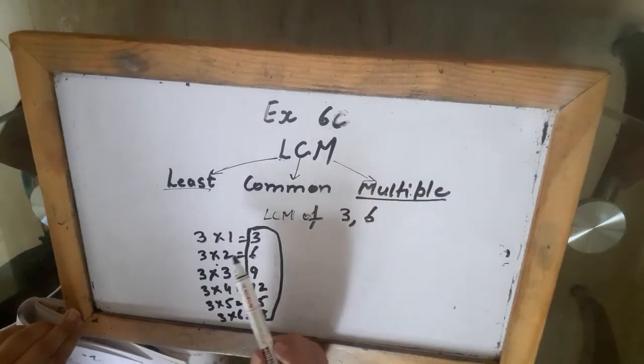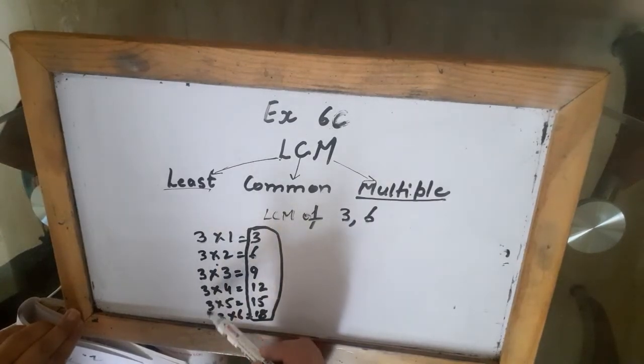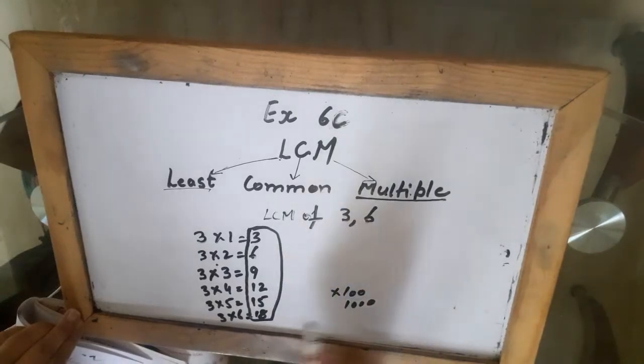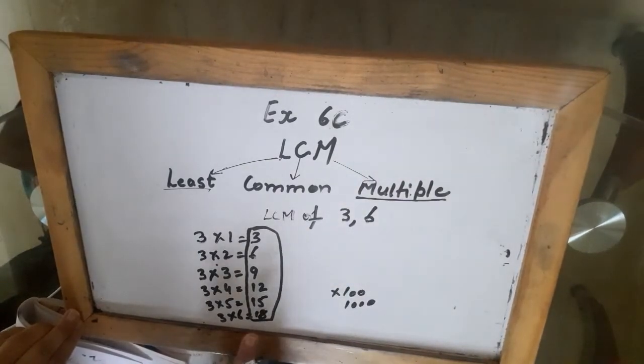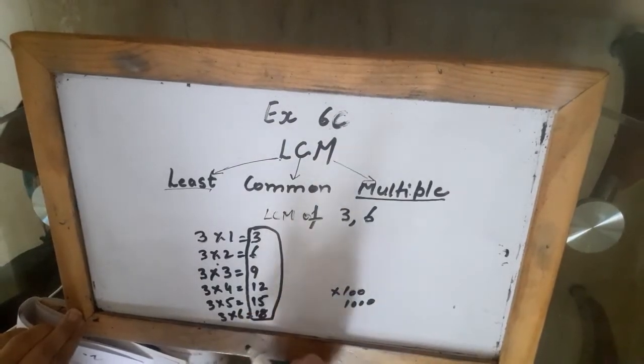And I told you that the multiples of a number are infinite, because I can multiply 3 with any number. I can multiply 3 with 100, I can multiply 3 with 1000, I can multiply with lakhs, 10 lakhs. So the multiples of the numbers are infinite. So I have taken the first 6 multiples of 3.